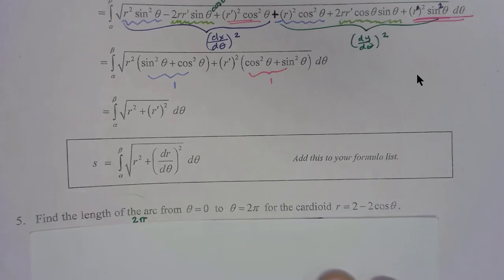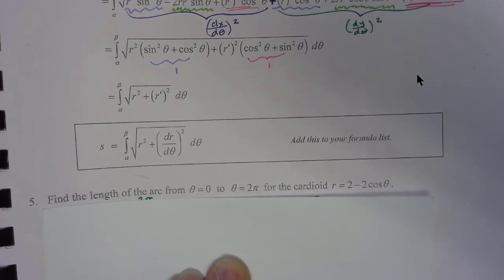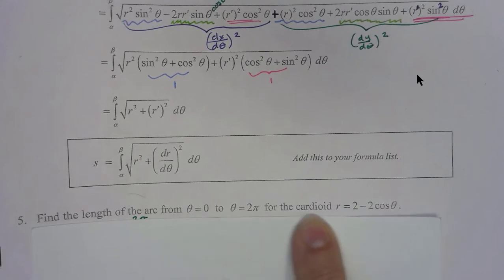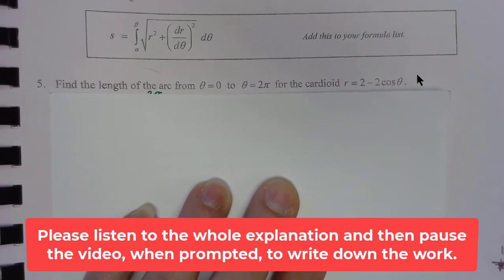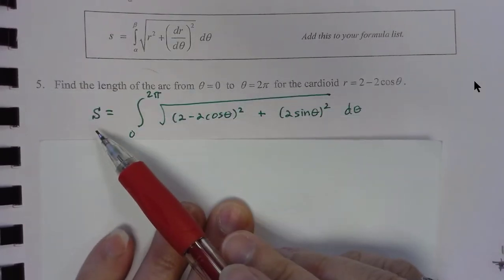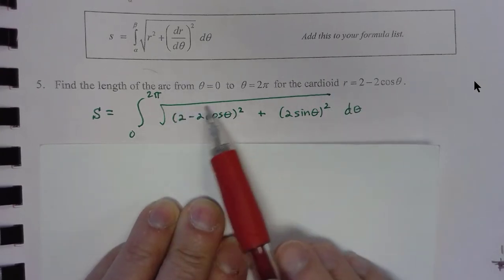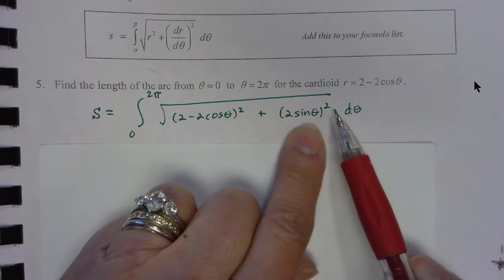Okay, guys, the last example of the last lesson. We're going to find the length of the arc from theta equals 0 to 2 pi for this cardioid. Again, let me explain the problem all the way through before you write it down. So my arc length S is the integral from 0 to 2 pi of the square root of r squared plus dr d theta squared, d theta.